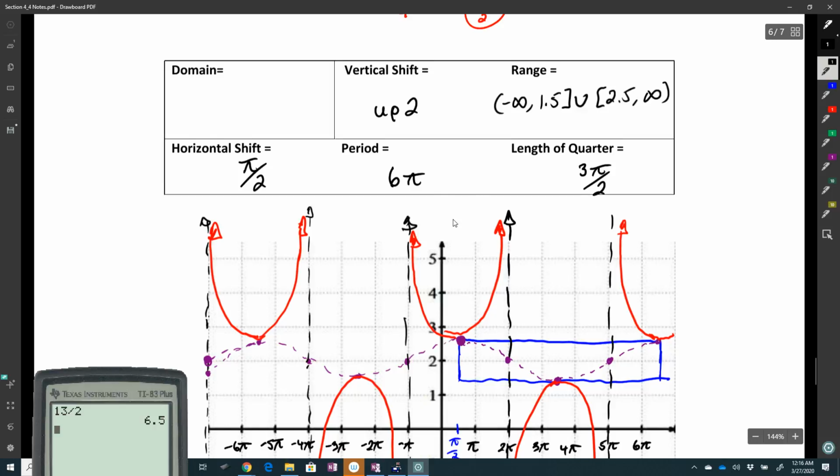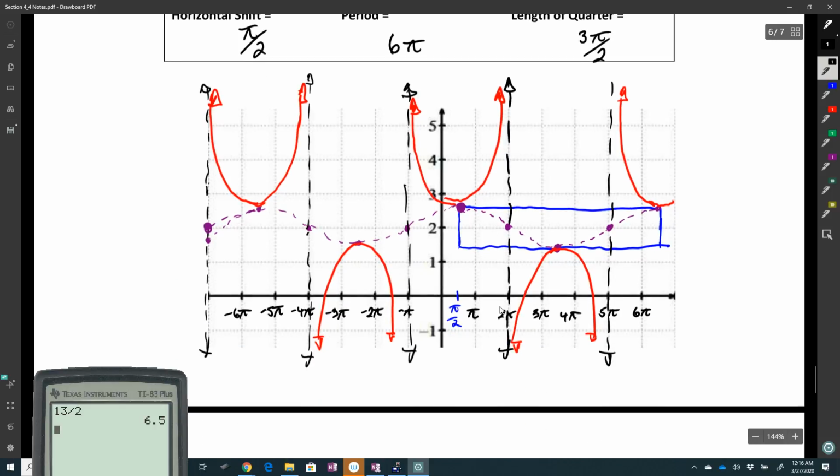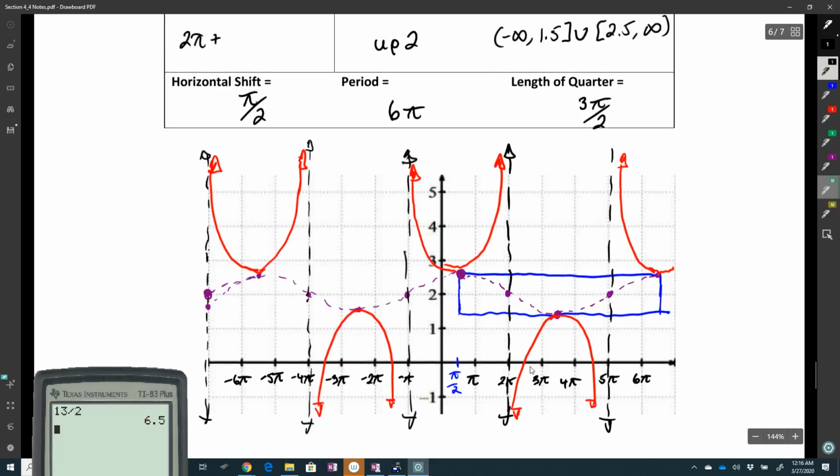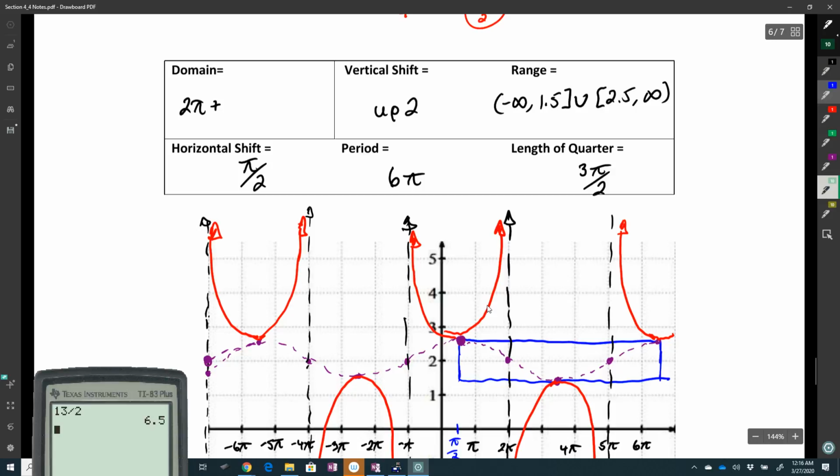Now the domain. All you've got to do is pick your first vertical asymptote, which I'm going to say is 2 pi. Notice that if I look at this graph, each asymptote is 3 pi away. There's an asymptote at 2 pi and an asymptote at 5 pi. The difference between them is 3 pi. So it's going to be plus 3 pi. Oh, x cannot be. That's the whole point, right? x cannot be 2 pi plus 3 pi k.